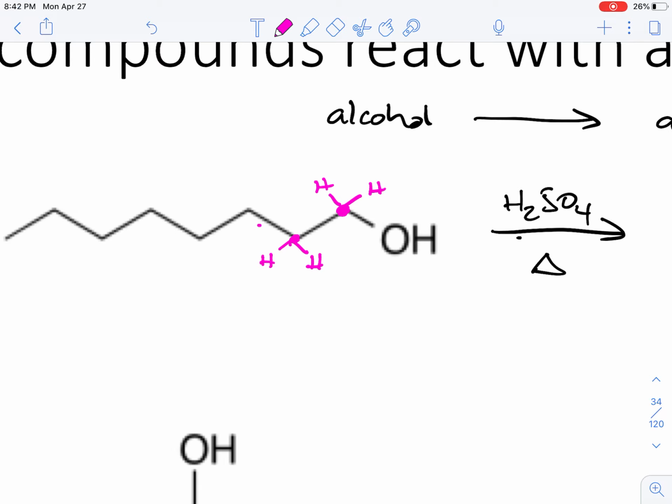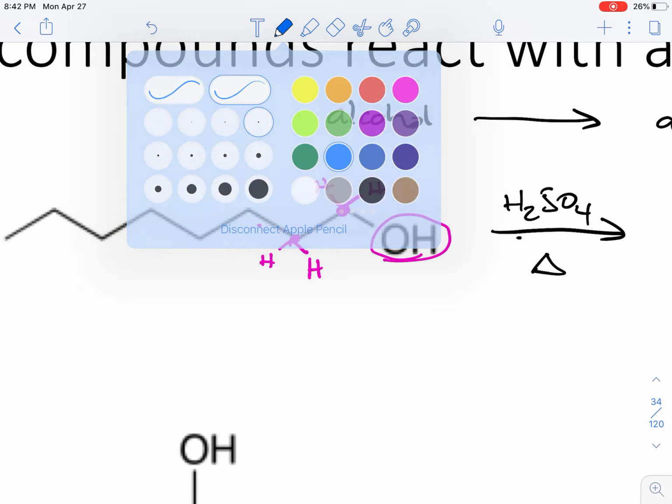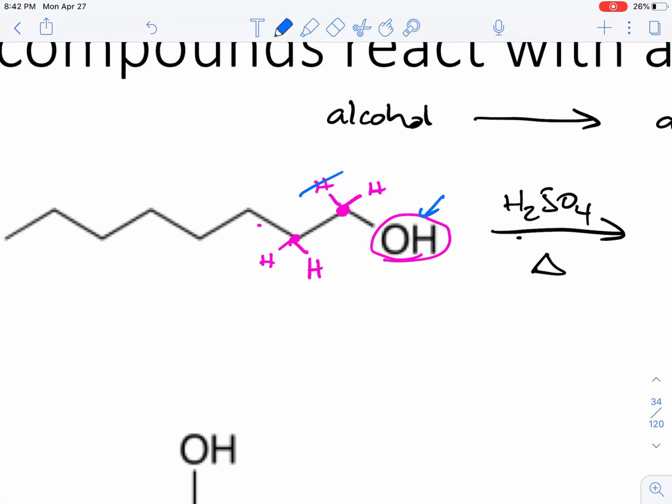And so remember that the double bond has to occur between the hydroxyl and a hydrogen that's one carbon away from the carbon that contains the hydroxyl group. And so in this case, this hydroxyl group cannot use any of these hydrogens because they're on the same carbon. And so for this hydroxyl group, either this hydrogen or this hydrogen can be taken. Since both of these hydrogens are equivalent to each other, it doesn't really matter which one.